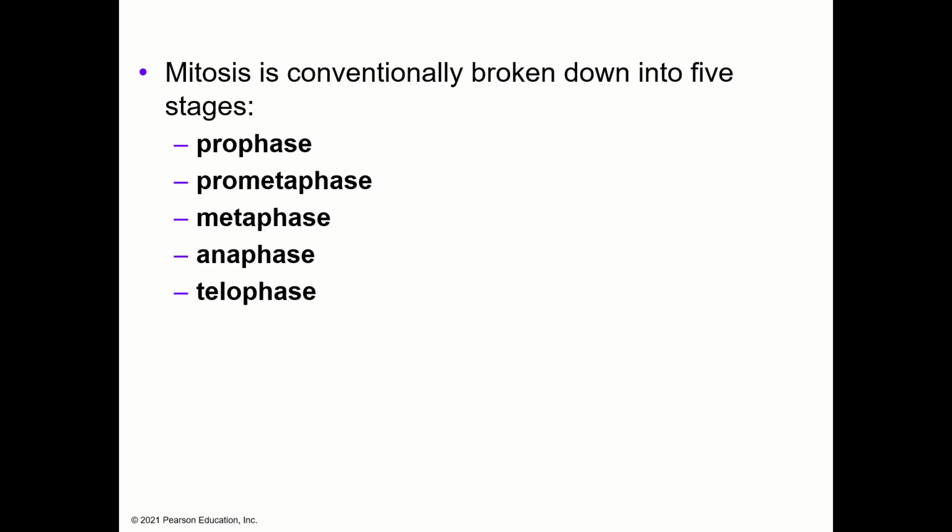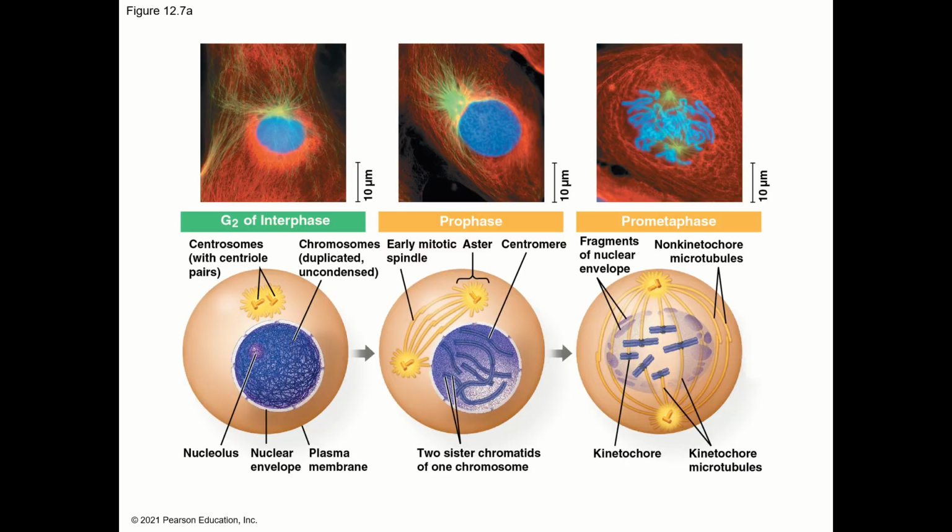We conveniently break down mitosis into five different stages. There's prophase, prometaphase, metaphase, anaphase, and telophase. Oftentimes you might have seen this in high school or middle school. You might have seen this broken up into four phases without prometaphase, but we'll talk about that.